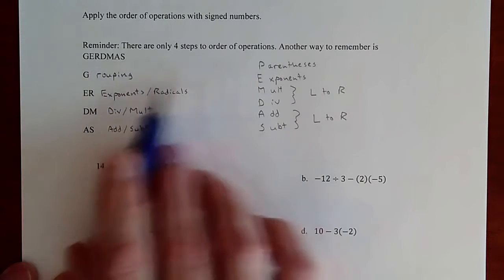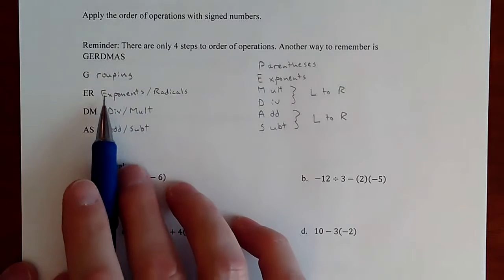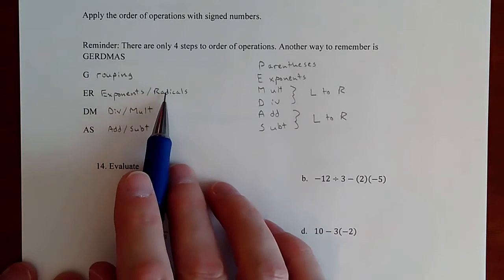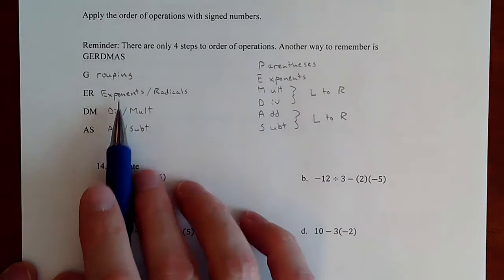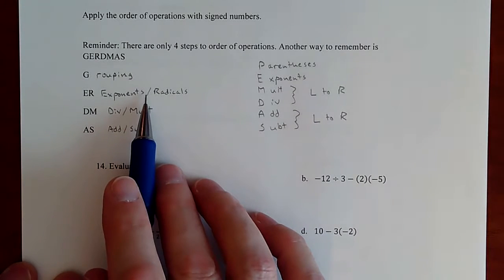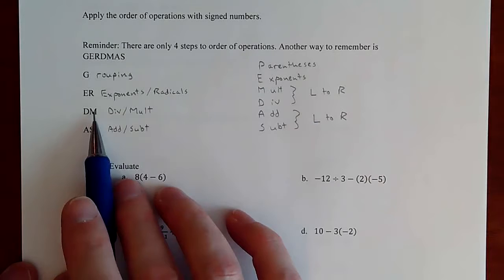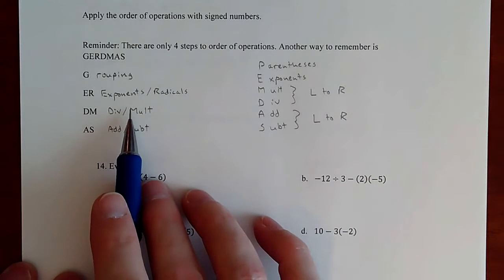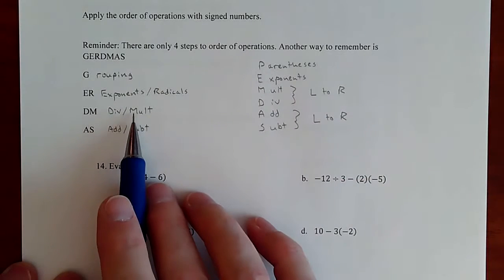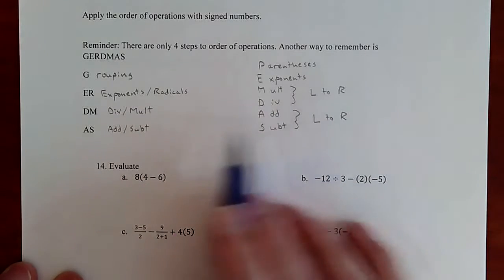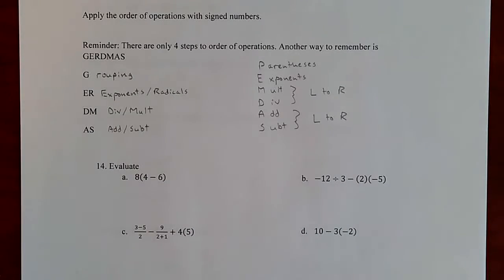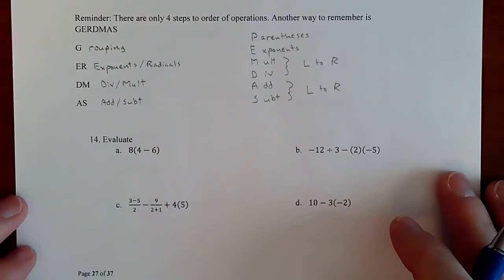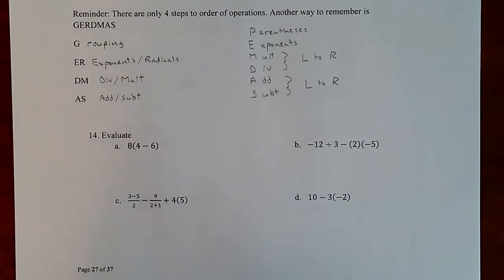Another version of that is GERDMAS instead of PEMDAS. In GERDMAS, the parentheses is called grouping. And then is exponents or radicals, which is also kind of part of this. We just don't ever really mention radicals within this. Radicals are like square roots, cube roots, fourth roots. And then multiplying and dividing, again, the order doesn't matter. It's just going to go left to right. So division could be in front of multiplication, or multiplication could be in front of division. It just depends on the problem. And then last thing again is adding and subtracting. So regardless of which of these you use, it's still going to do your order of operations for you. Let me start walking through these problems.